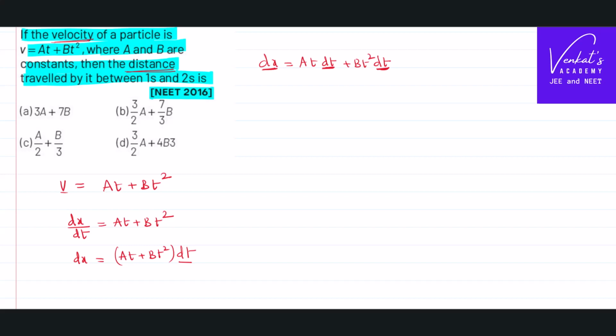That's mathematically called integration. So to get the total distance or displacement, we shall integrate the above equation. Let's integrate the above equation. Integral of dx equal to integral of at dt plus integral of bt square dt, where this t is varying from t1 to t2. These are called lower limit and upper limit of the integration.